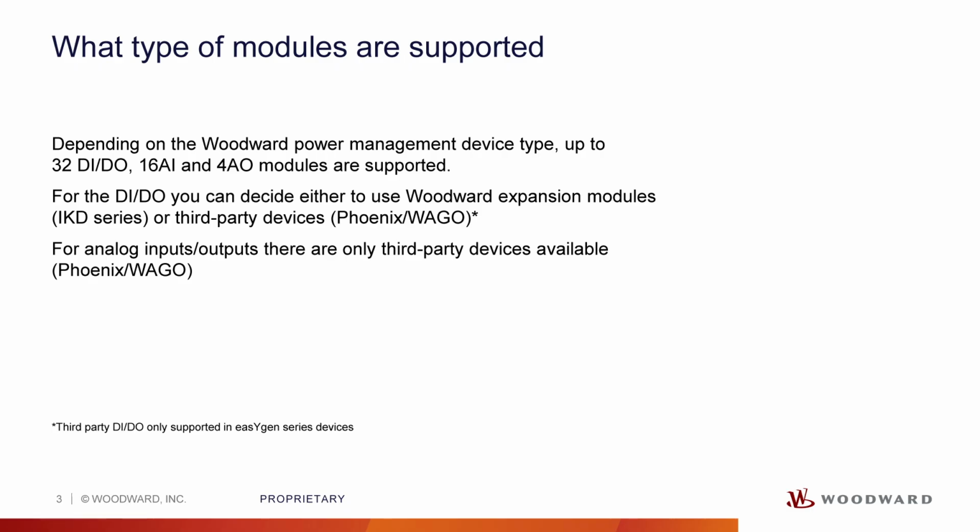Woodward power management devices offer flexible and scalable I/O capabilities to meet diverse system needs. Depending on the device type, you can integrate up to 32 digital inputs-outputs, 16 analog inputs, and 4 analog output modules. For DI/DO expansion, you have the option to choose Woodward's own IKD series modules or third-party devices like Phoenix Contact or WAGO. With these expansion options, Woodward devices provide the adaptability and functionality needed for advanced power management solutions.